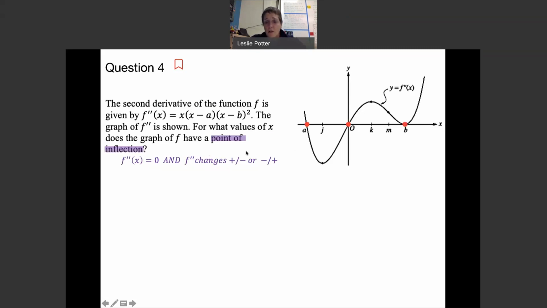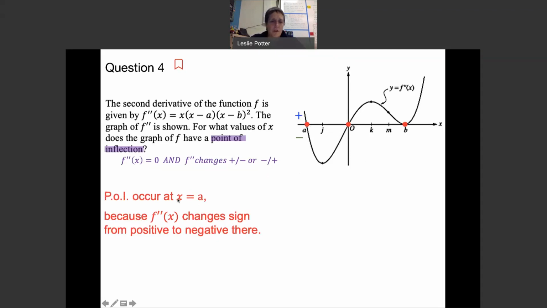Now we have to look for the sign change. Sign change means, am I going above to below or below to above, or am I not doing either of those things? Because these are the second derivative values. So let's take a look at a first. If you notice at a on either side, just like our number line, we go from above to below. So we go from a positive second derivative to a negative second derivative. So a is definitely a point of inflection. I guess I'm doing the justifications as I go along. So we do have a point of inflection at a because the second derivative changes sign from positive to negative there. Let's look at 0.